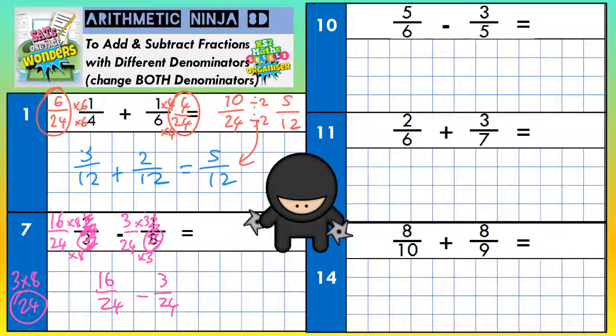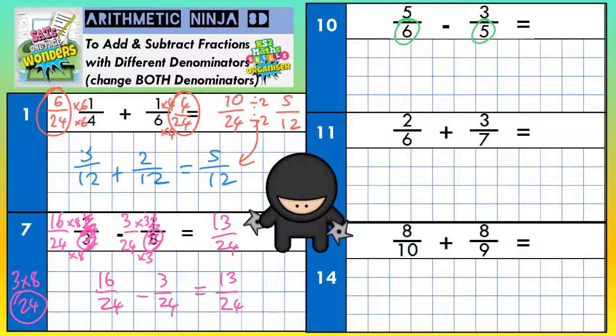So 16 24ths, take away 3 24ths is 13 24ths, where the unit is 24ths. And that's your final answer, 13 24ths. Question 10, we're looking for a common denominator that both 6 and 5 will go into.